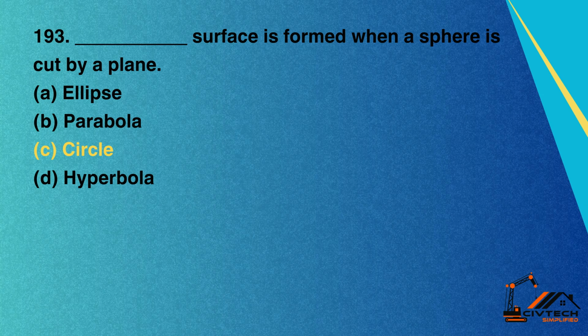193. Surface is formed when a sphere is cut by a plane. A. Ellipse. B. Parabola. C. Circle. D. Hyperbola. Correct option: C, circle.